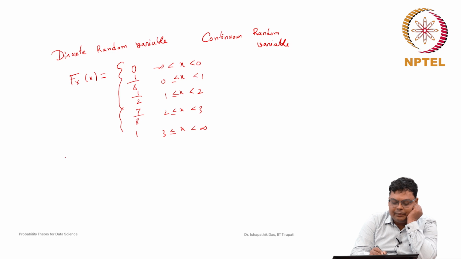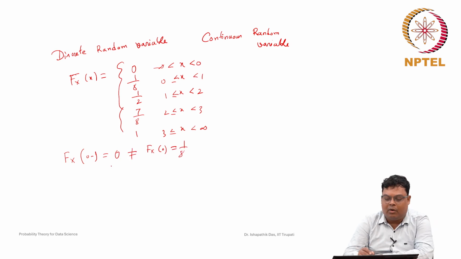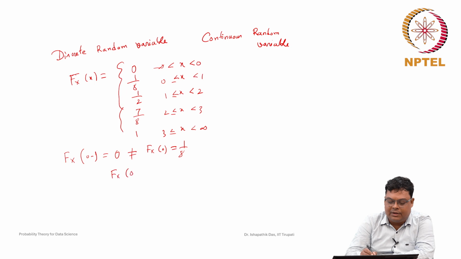So, if you compute F of 0 minus, F of 0 minus is nothing but 0, but this is not equal to F of 0, which is 1 by 8. Now, what is the difference F of 0 minus F of 0 minus? This difference is nothing but 1 by 8. Similarly, we can find the difference at 1. This is the jump actually, F of x 1 minus F of x 1 minus.